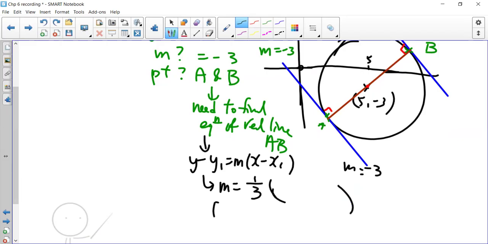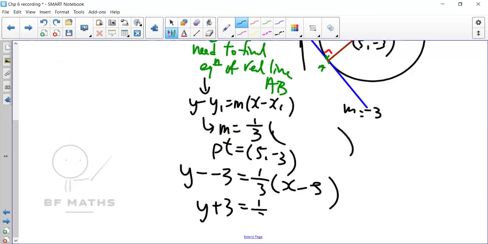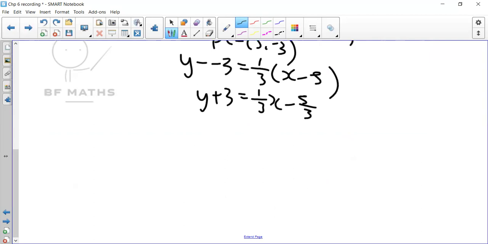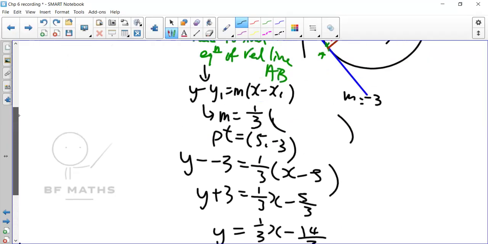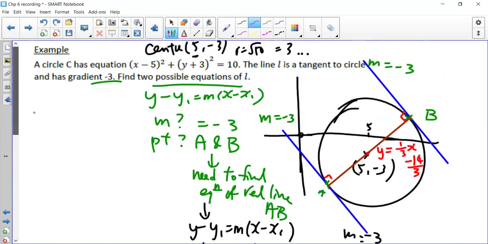Next, the point. We know the point is (5, -3) because it goes through the center. Therefore, the equation for the red line is y minus y1 equals m times x minus x1. So y plus 3 equals 1/3 times (x minus 5). Expand the bracket and simplify: 1/3 of x, and then minus 14/3. So that's the equation of the red line: y equals 1/3 of x minus 14/3.